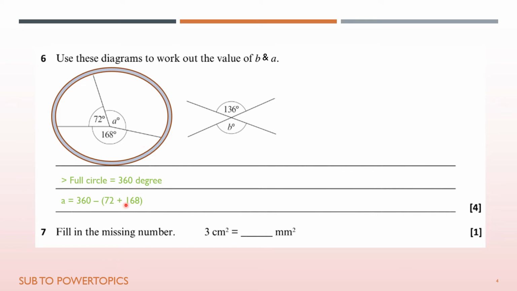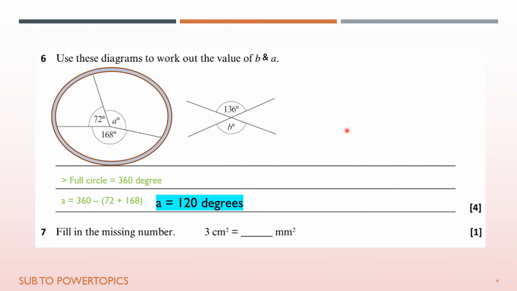360 minus (72 plus 168). I've put a bracket here around 72 plus 168, because we have to find this value first, and then we can subtract it from 360 to get the value of A, which is 120 degrees.